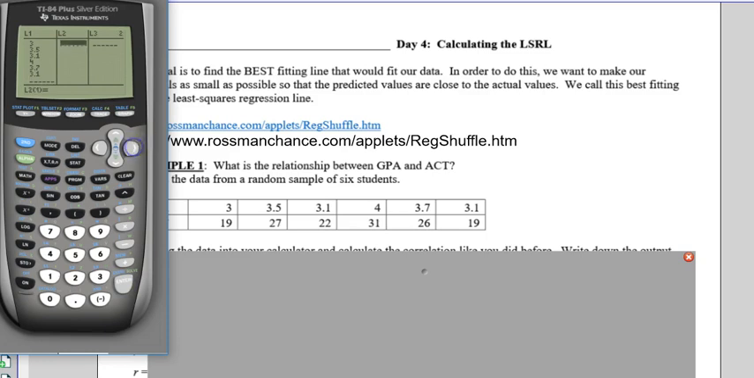Now you arrow over to L2, and you're going to put in 19, 27, 22, 31, 26, and 19. Now double check your data before you do anything. Make sure those match up, because it's very easy to fumble and do the wrong thing, like hitting 3.6 instead of 3.7 and so forth. Okay?